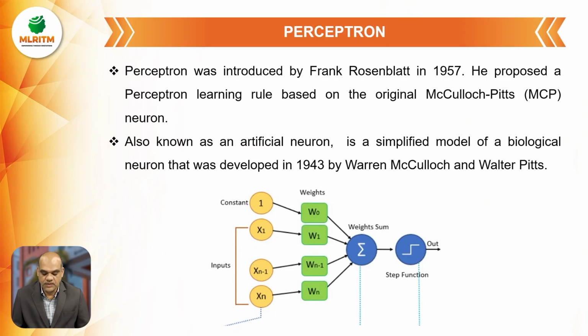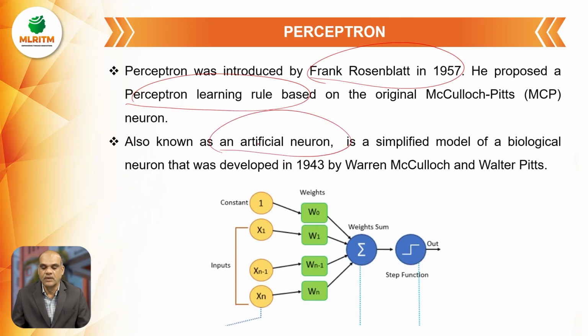As we all know, the perceptron was invented in 1957. For this perceptron, the basic mathematical model we need to have, that particular model we are going to call a perceptron learning model, which is inspired by the biological neuron. In simple terms, we can call this a perceptron or an artificial neuron.